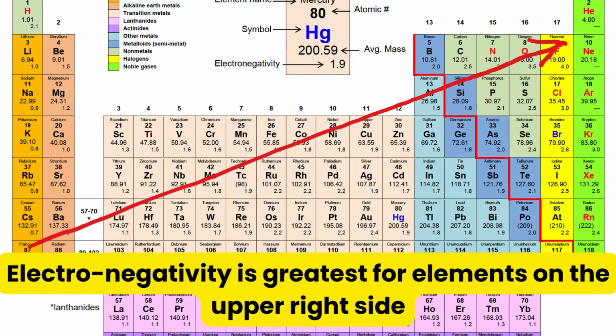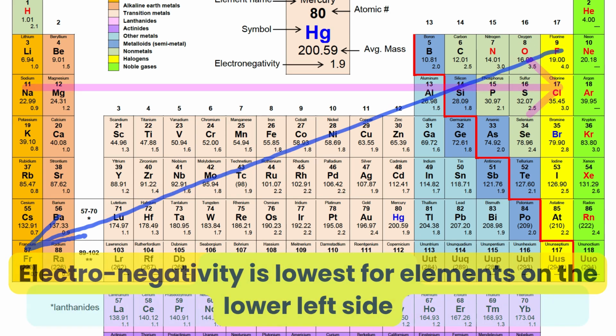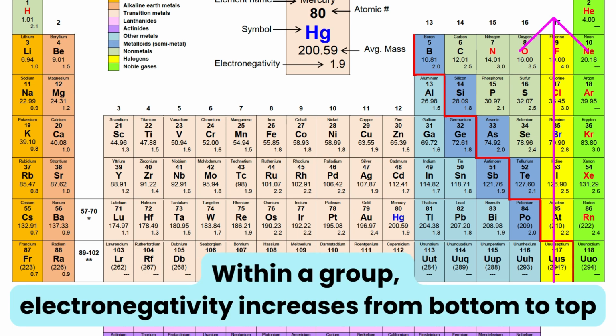Electronegativity is greatest for elements on the upper right side of the periodic table and the lowest for elements on the lower left. Within a period, electronegativity increases from left to right. Within a group, electronegativity increases from bottom to top.